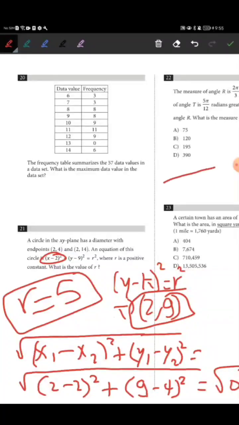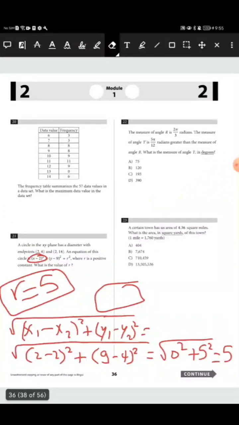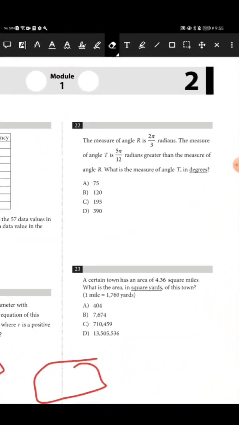Now moving on to question number 22. It says the measure of angle r is 2 pi over 3 radians. The measure of angle t is 5 pi over 12 radians greater than the measure of angle r. What is the measure of angle t in degrees? So first of all, here the angles are in radians, and we need to convert them to degrees. And 2 pi over 3 is the angle r, and angle t is 5 pi over 12 more than the angle r.